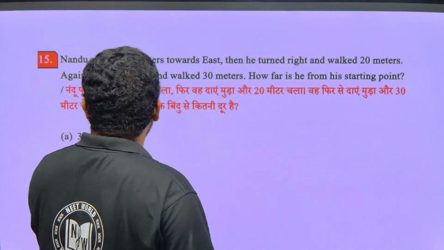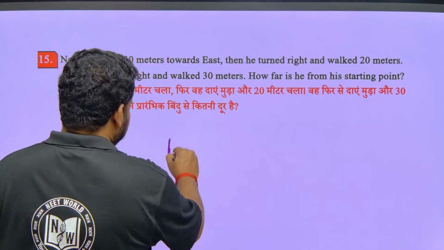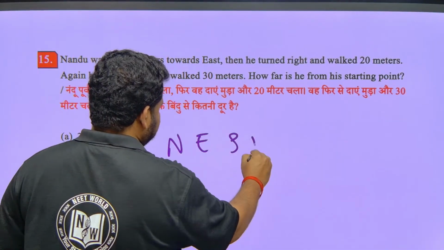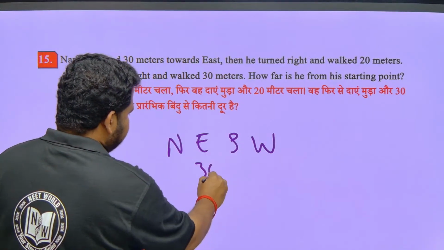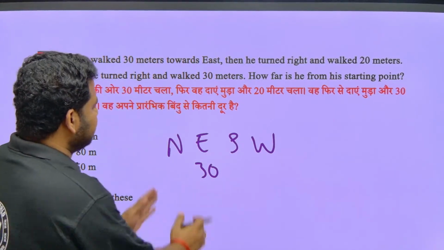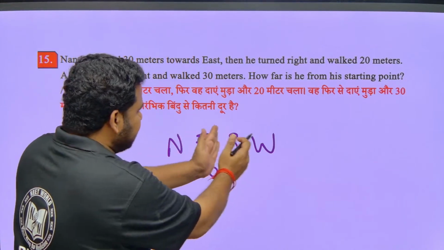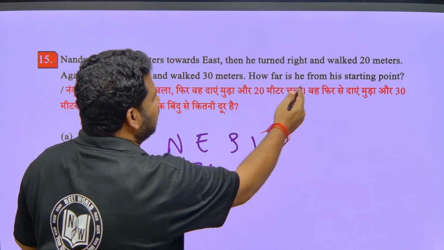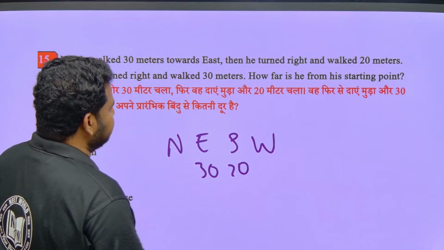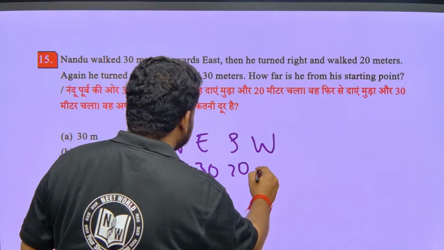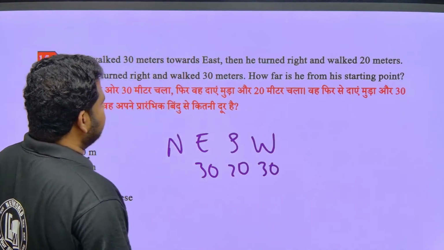Now next question. Nandu walked 30 meters towards east. No need to draw the figure, north, east, south, west. Nandu walked 30 meters towards east. Done. Then turned right. Turned right from east means I have to come to south. Okay, and walk 20 meters. Under south I have to write 20 meters. Again it turned right and walked 30 meters. From south, right means west. Done. Okay, and walk 30 meters.